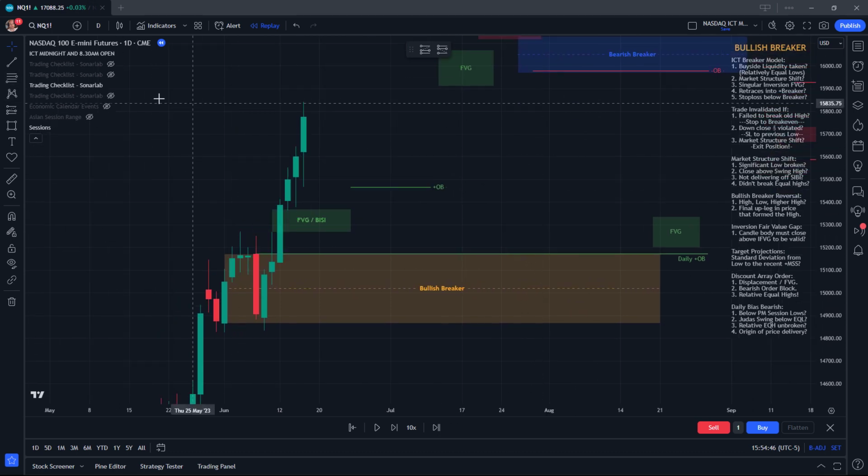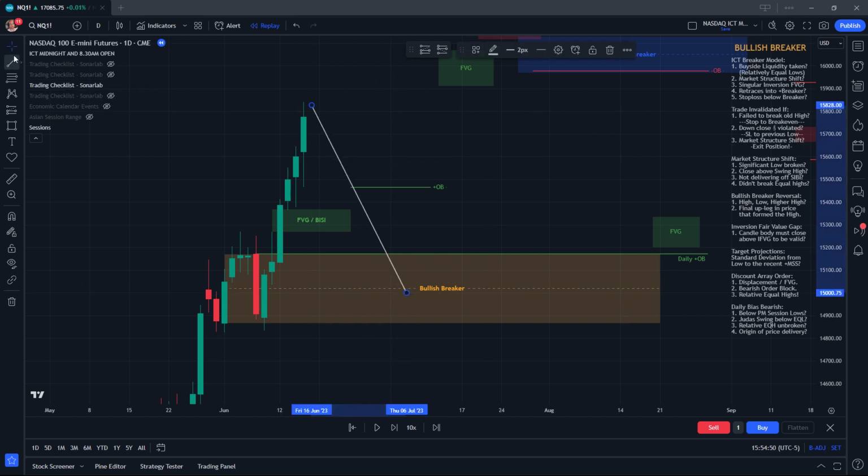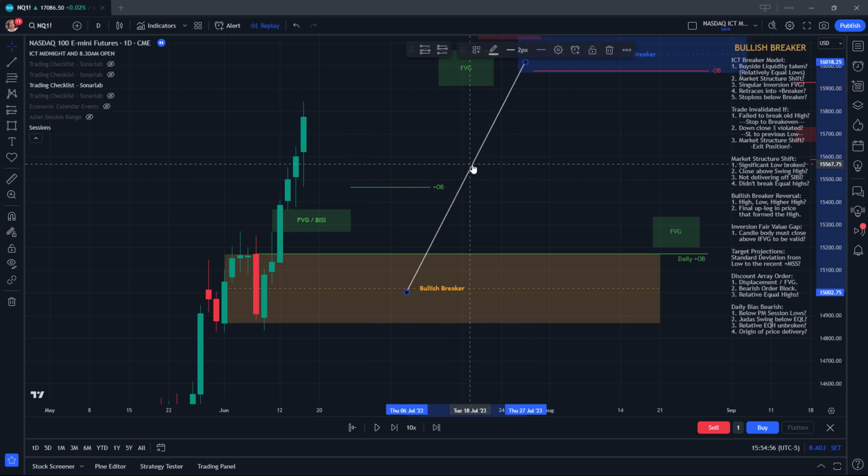What we'd be anticipating now is that if price comes down here, we'd be expecting price to do something like this, basically. We don't know when that's going to happen, but it's just another piece of the puzzle.